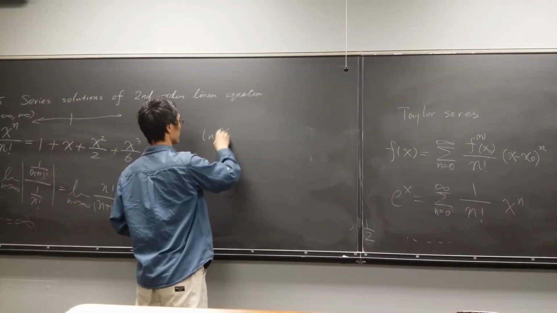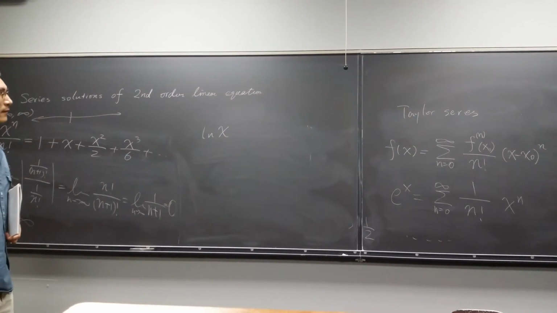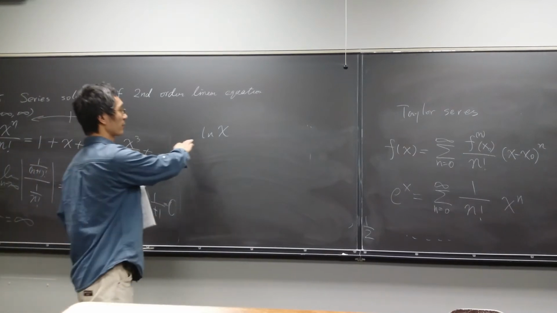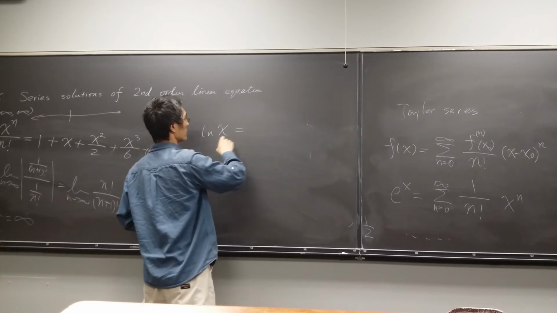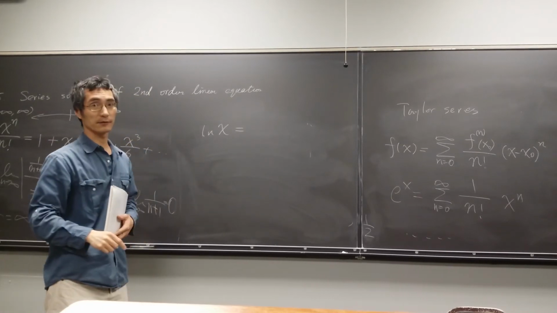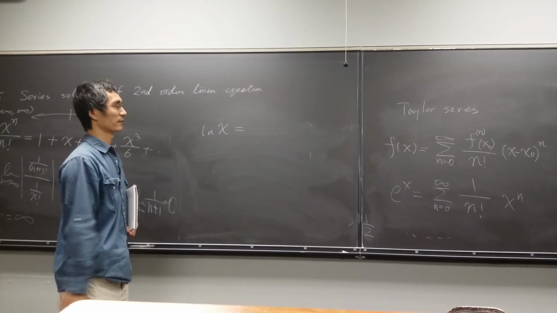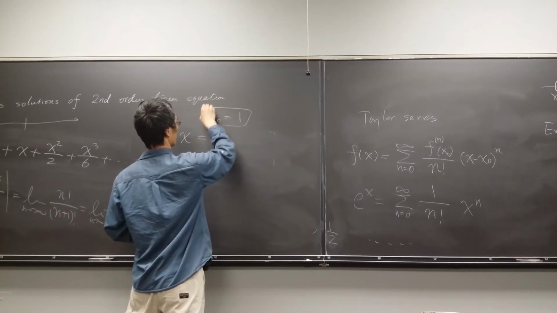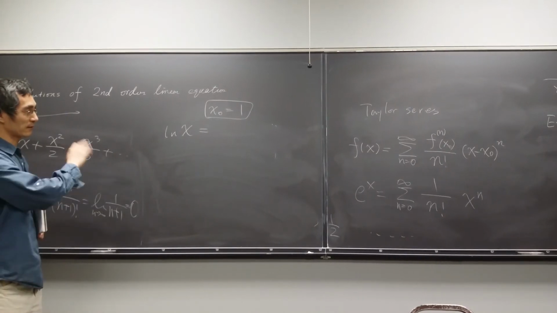Let's see log x. Log x, on the other hand, is a function that's not as simple as e to the x, because its derivative will change, right? But still we can trace it. If you expand this function as a power series, you cannot expand it around 0, because what is log 0? Well, log 0 is negative infinity, right? So it's not going to work. We have to choose a different center. Let's choose it to be 1. You can choose anything other than 0, but let's choose 1.